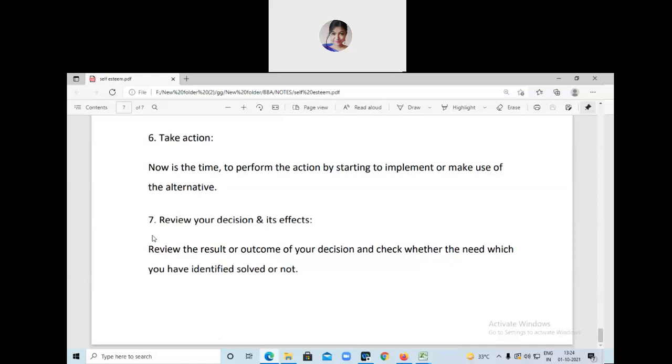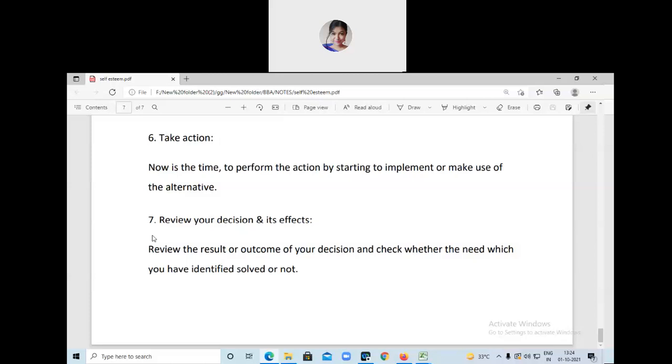So after you take the decision, after you perform the action, it's your duty to review whatever you have decided. You need to also review your decision and its progress. When you take a decision and perform the action, it does not stop there, isn't it? It does not stop there. So you have to also review your decision, check the progress, then only you will be able to see some results. Why do we take a decision? In order to see some results, isn't it?